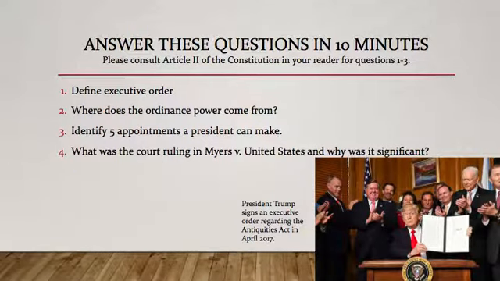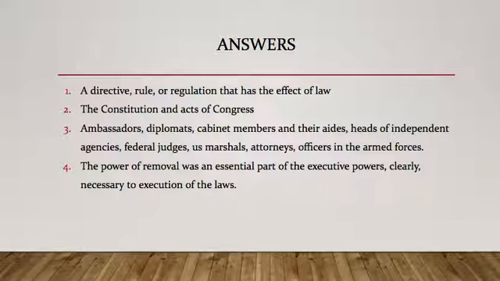Third is to identify at least 5 appointments a president can make. And in this case, it's fairly straightforward. Ambassadors, diplomats, cabinet members and their aides, heads of independent agencies, federal judges, U.S. Marshals, attorneys, officers in the armed forces. All of these are powers of the president, and they can specifically be found in Article 2, Section 2. And Clause 1 mainly, however, I think you can look through Section 2 a bit, and you can find the ability for the president to appoint.